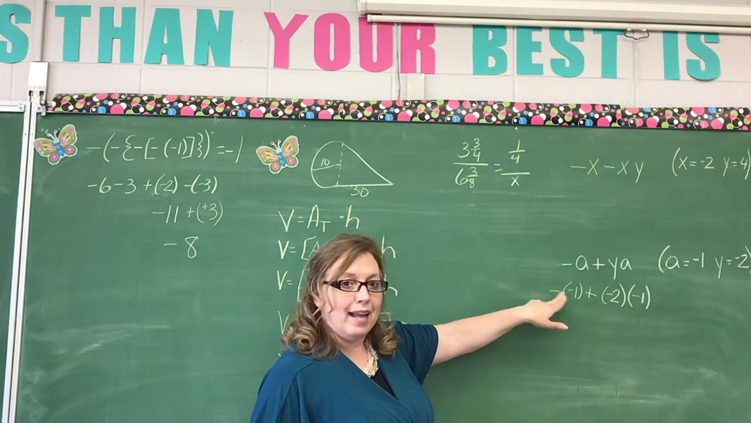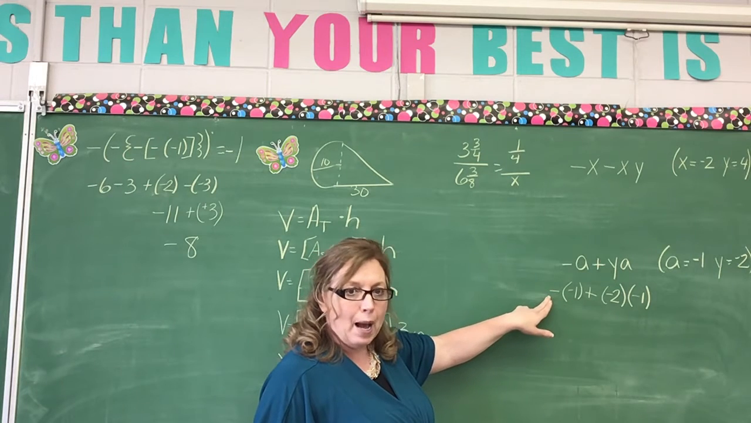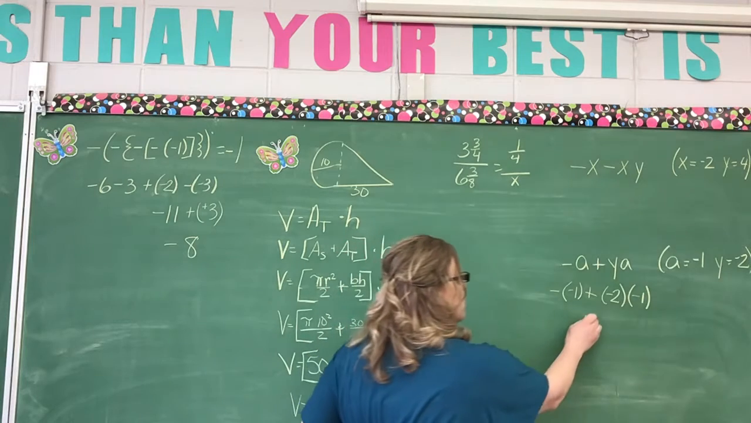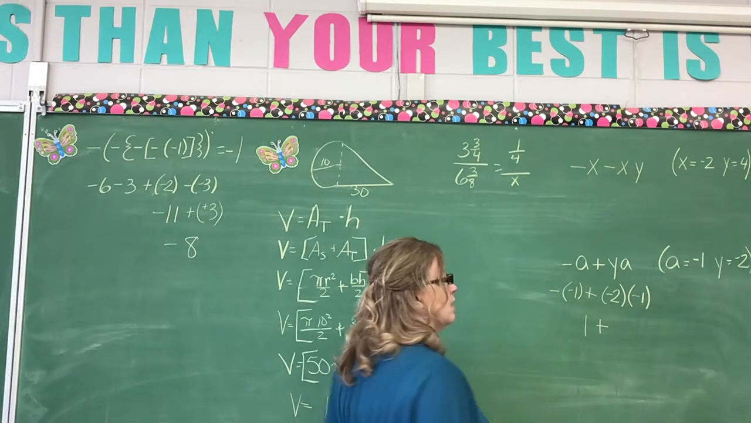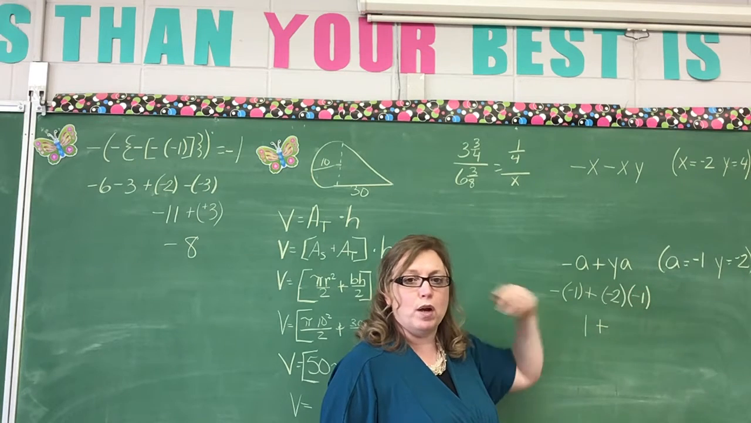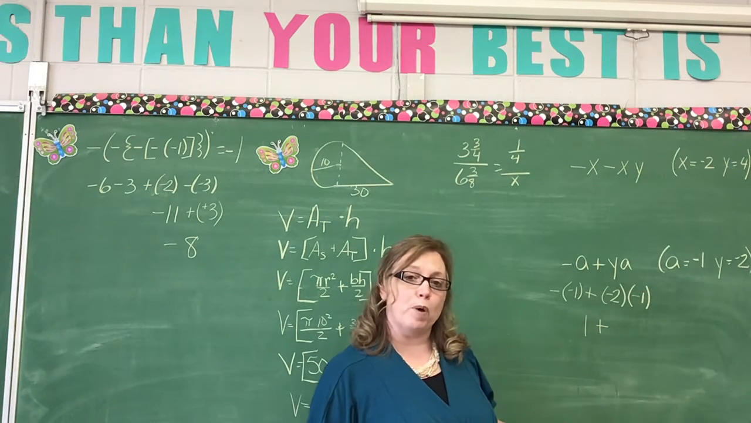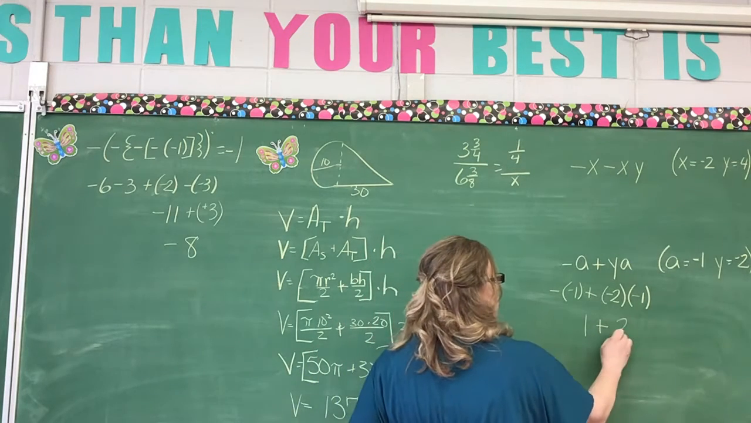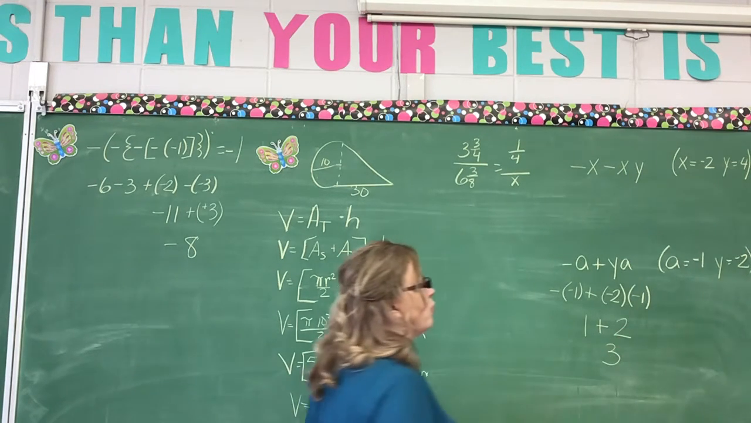This negative sign on the outside means the opposite. So the opposite of negative 1 is positive 1. So it is 1. Plus, what is negative 2 times negative 1? Well, 2 times 1 is 2. Since they're both negative, my answer is positive. So I can just write this, and my answer is 3.